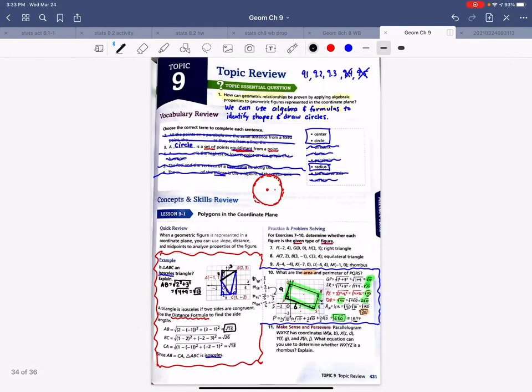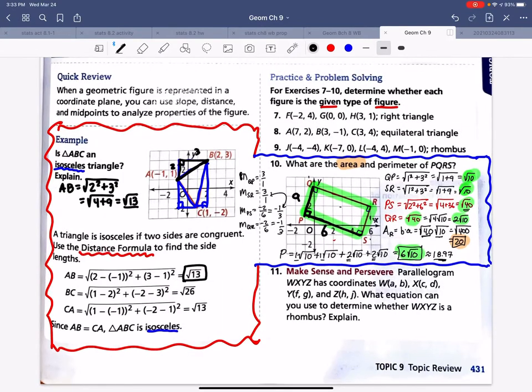All right, so looking back, we have one more question here on the front. It says, make sense and persevere. A parallelogram WXYZ has coordinates, all different coordinates. Okay, so what that tells me is, it's kind of like how this rectangle is. It must be a parallelogram that's not completely, like, maybe it's something like this. See how that's a parallelogram? And it actually has all different numbers, like A and B, none of the numbers repeated.